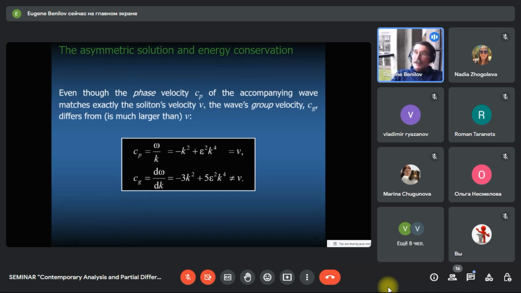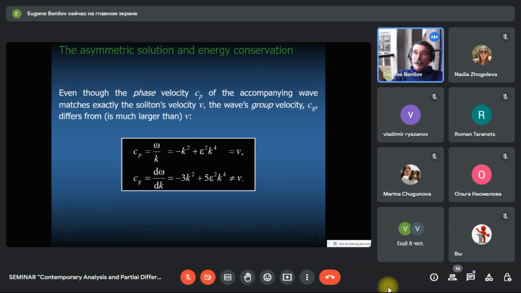So imagine, I don't know, a pie with a filling. The pie is moving one way at a certain speed, and inside it there is a periodic wave which is moving with a different speed. The speed of the filling of the pie is the phase velocity, and the whole thing is the group velocity.